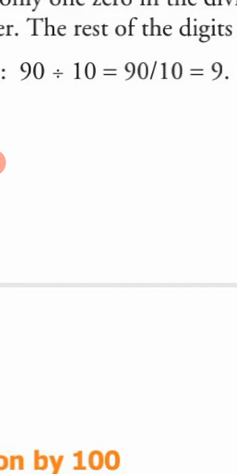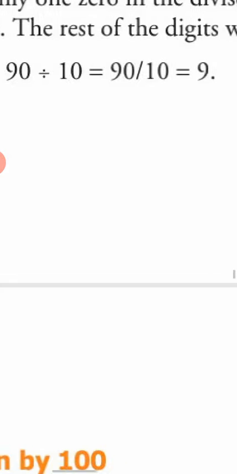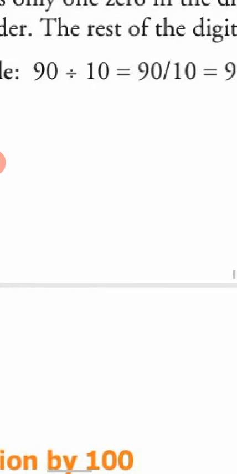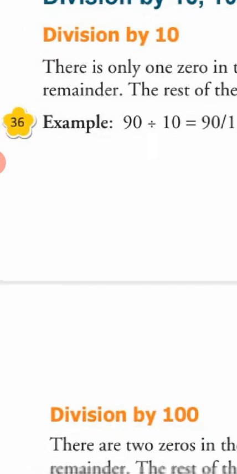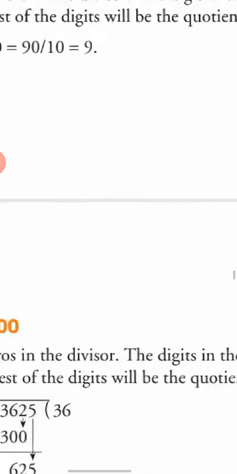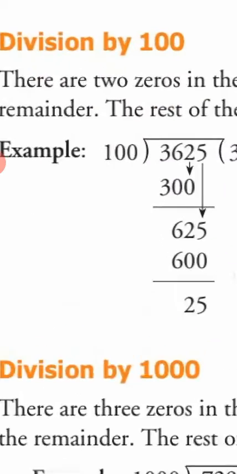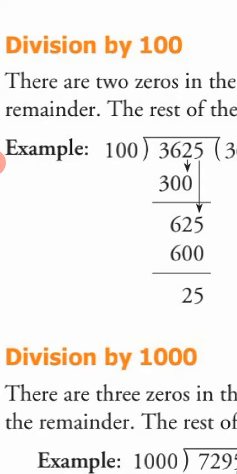So in the dividend, take only the ones place digit, and that ones place digit will be your remainder, that is 0, and the rest of the digits will be your quotient. That is why in this question your quotient is 9, means your answer is 9 and you have no remainder because 0, so nothing is left. Okay, let us move towards the next division, and that is division by 100.